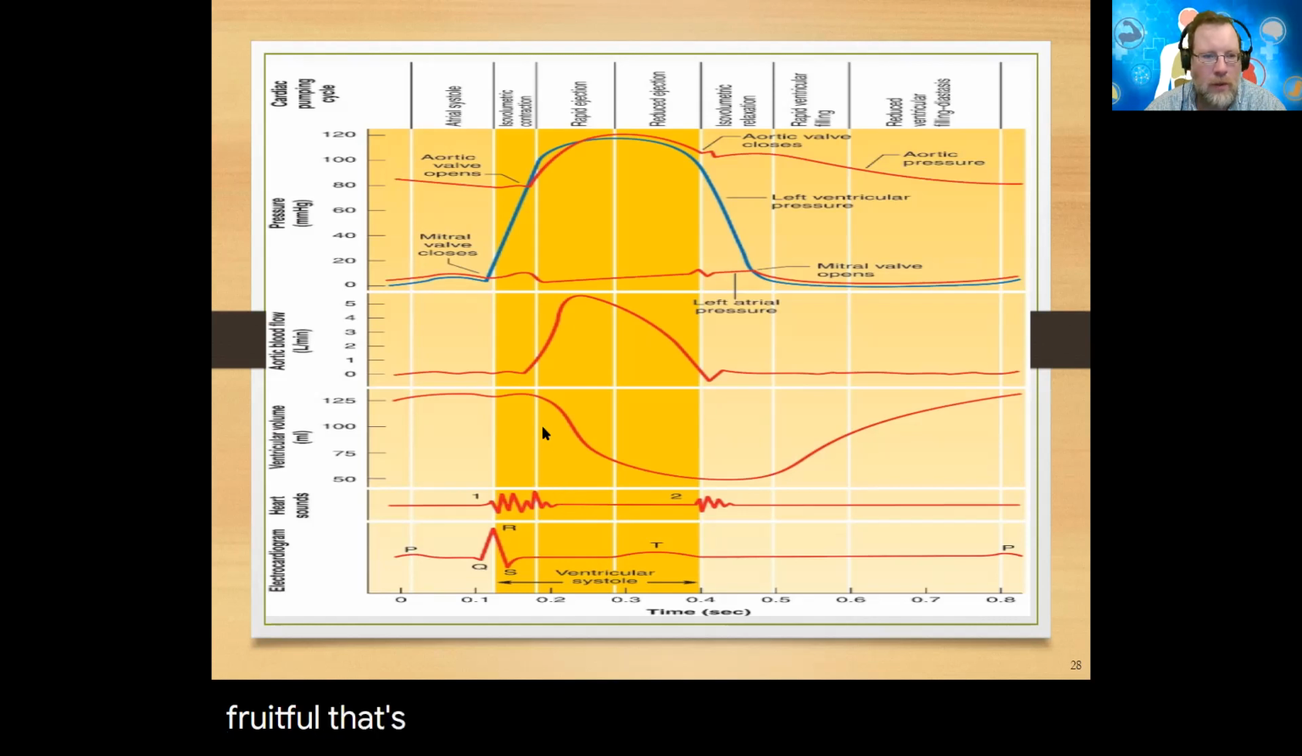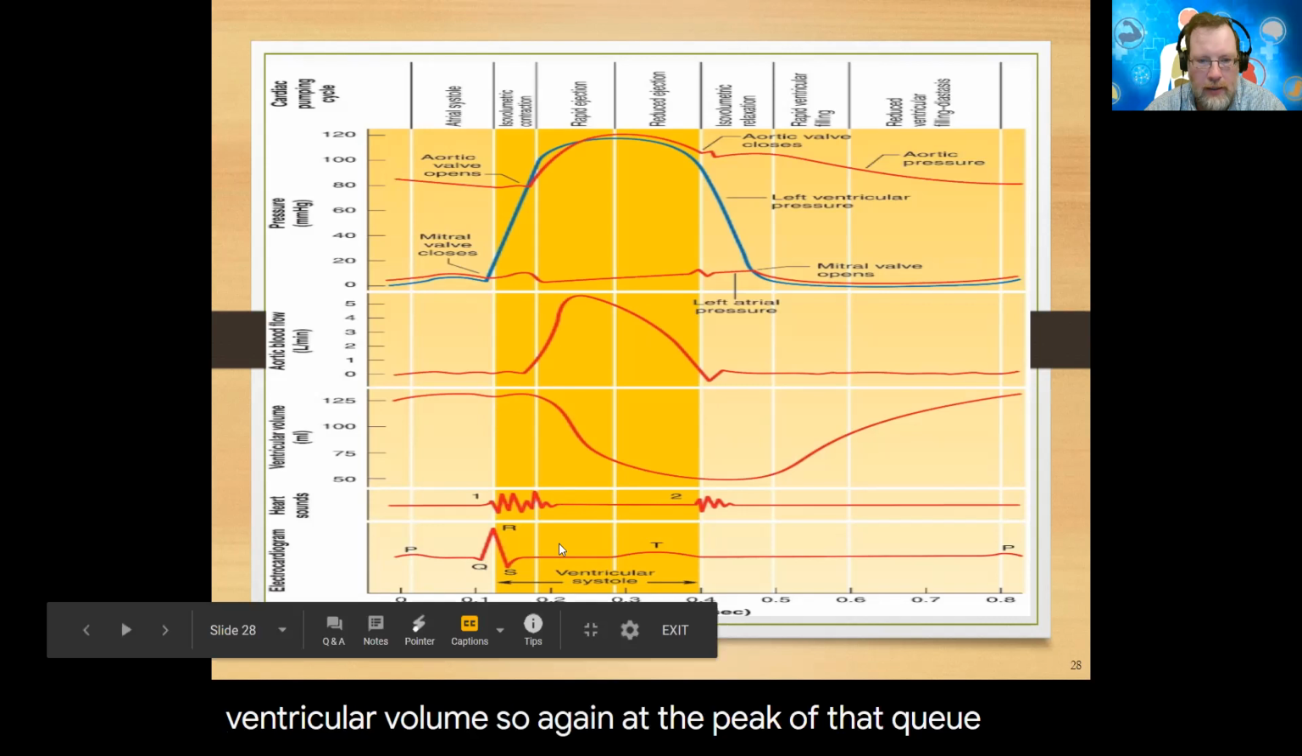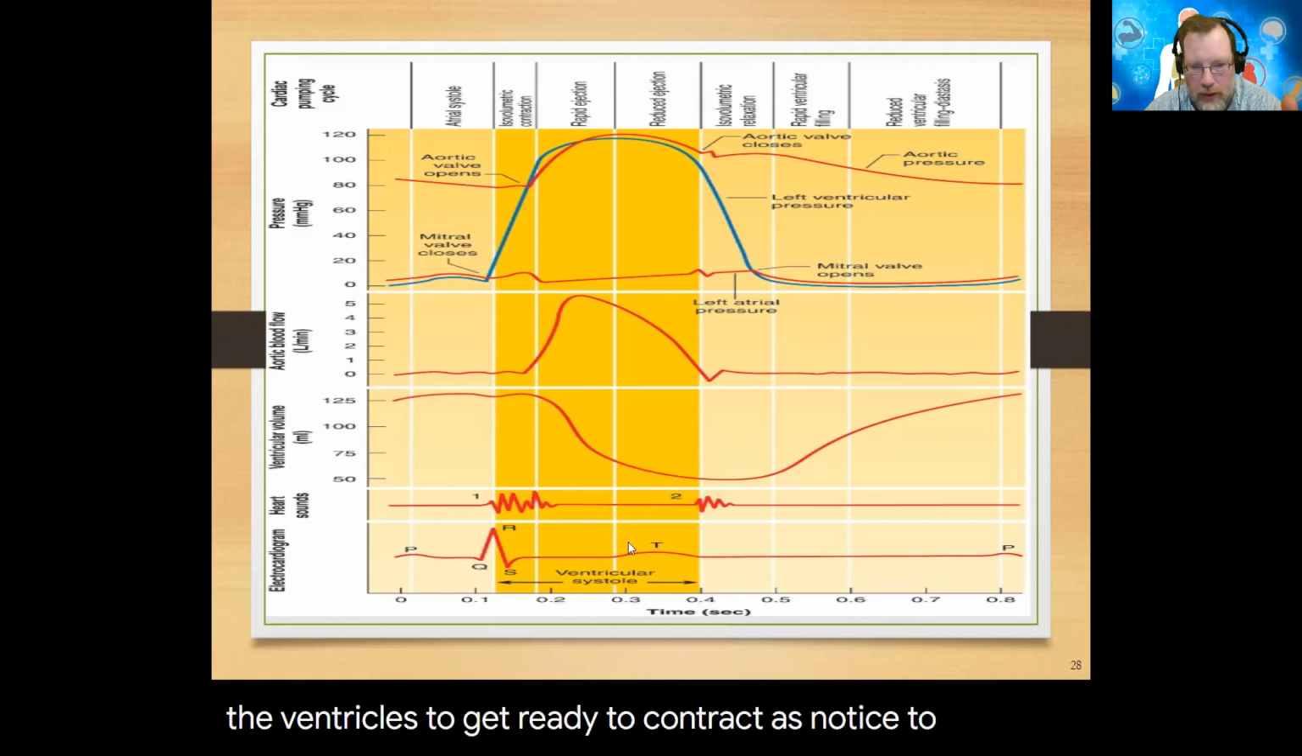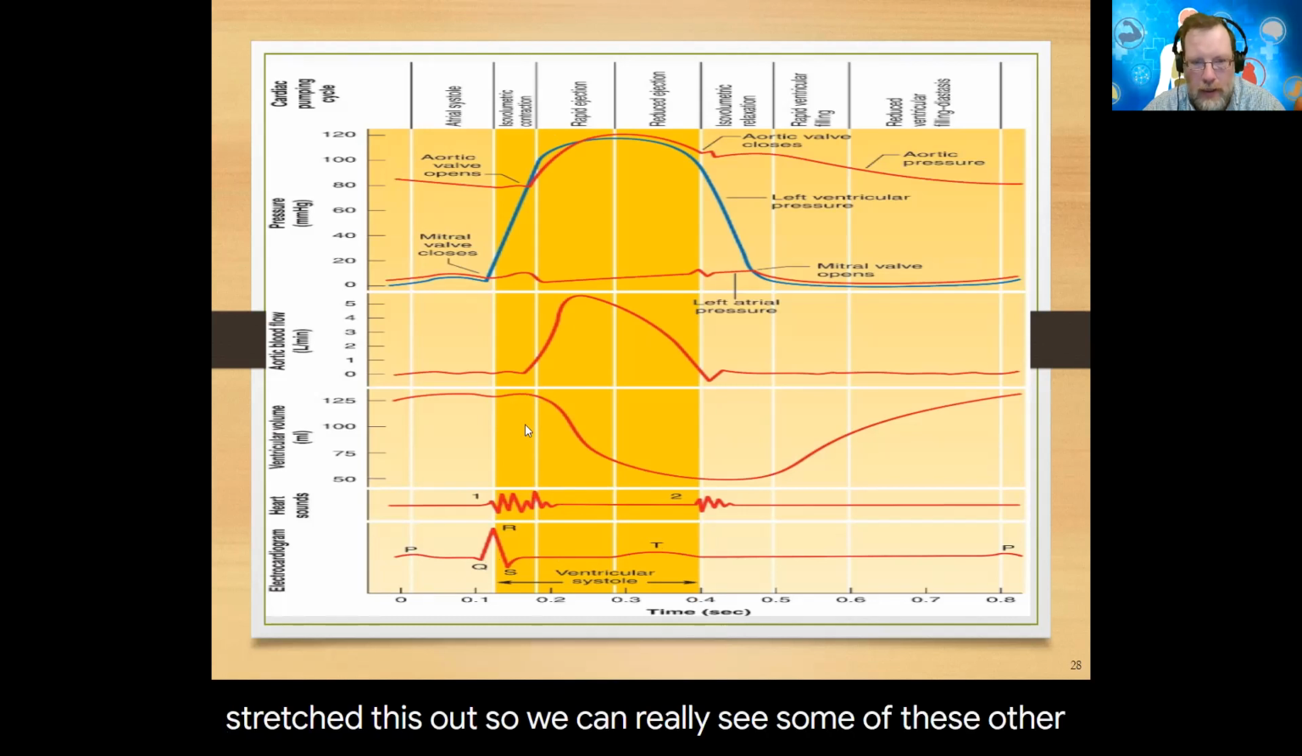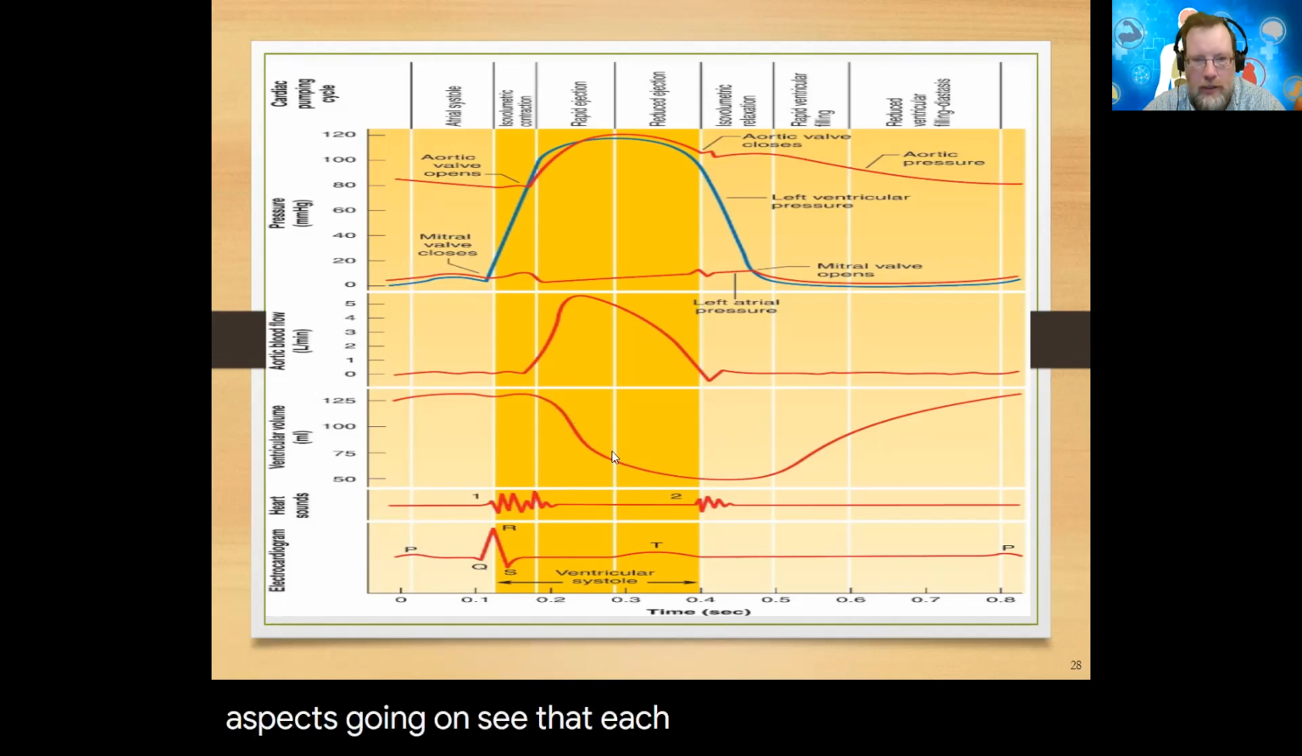Let's see, what else was I? Oh, this shows ventricular volume. So again, at the peak of that QRS, okay, we're telling the ventricles to get ready to contract. And notice too, we've stretched this out so we can really see some of these other aspects going on. See that ejection of blood, so ventricular volume goes down.